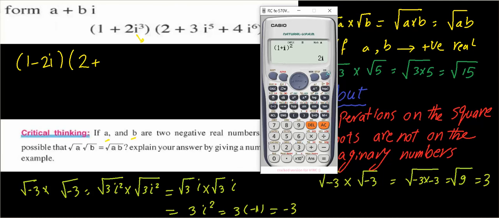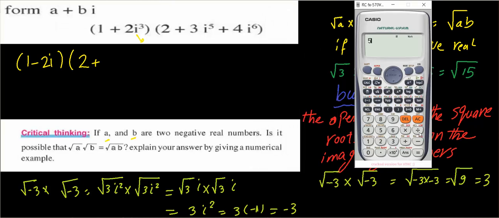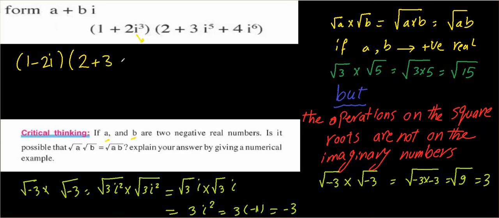You can use your calculator. For i power 5, divide 5 by 4: 5 divided by 4 equals 1.25. The remainder is 0.25, so it will be i. So 3i power 5 is 3i. Plus 4i power 6: 6 divided by 4 equals 1.5, the remainder is 0.5, so i power 6 will be negative 1.